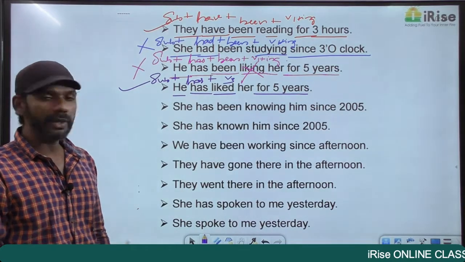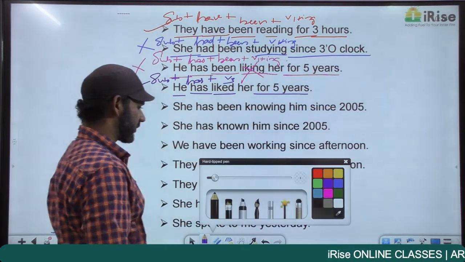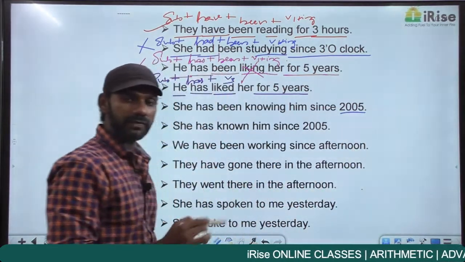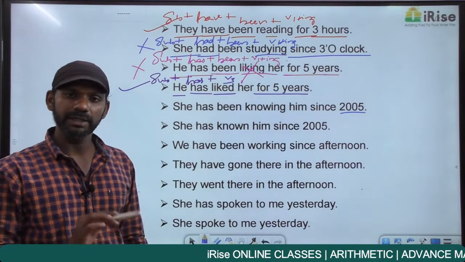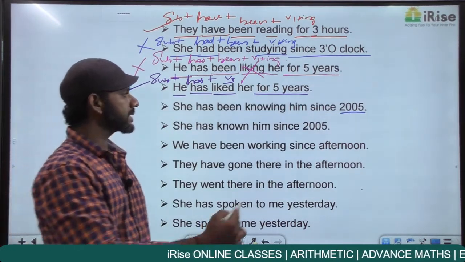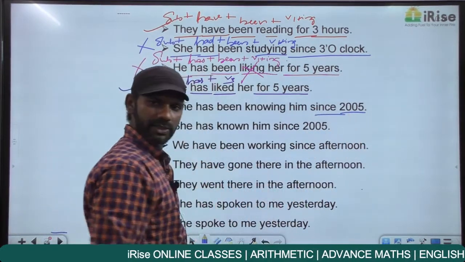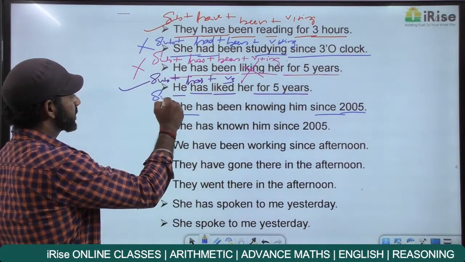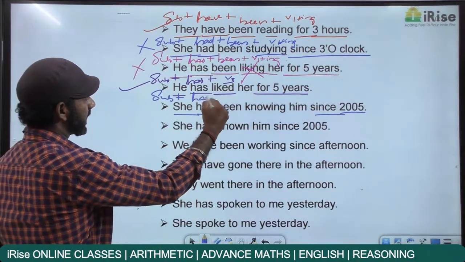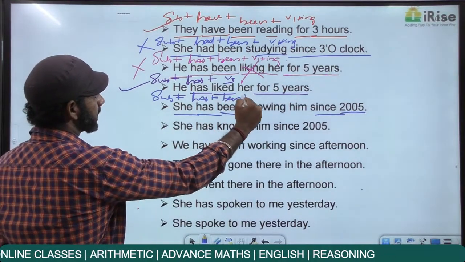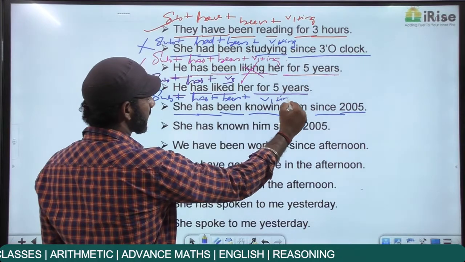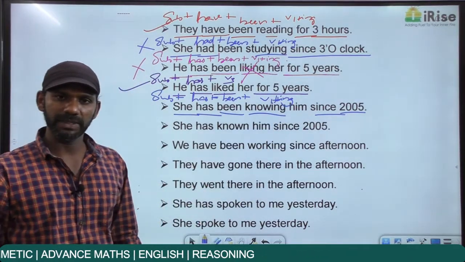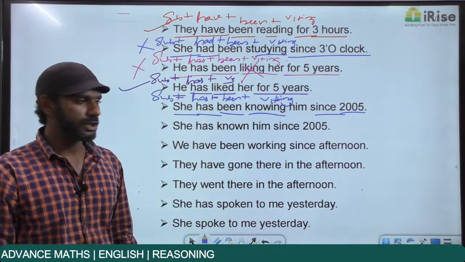She has been knowing him since 2005. 2005 is a point of time. 2005 is not duration, not a period of time. So since 2005 is a correct usage. She has been knowing him. The subject here is she plus has plus been plus V1 plus ing. Subject plus has plus been plus V1 plus ing is present perfect continuous.